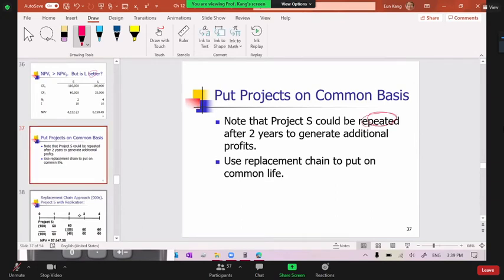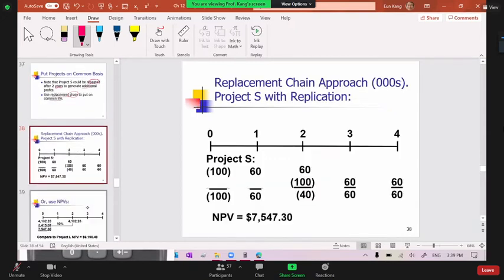This is repeatability. That should be assumed, right? If you cannot repeat project S, then this one doesn't apply. But we assume that the project can be repeated. Then another 2 years, they can generate additional profits. So use replacement chain approach to put on common life. Just like this.